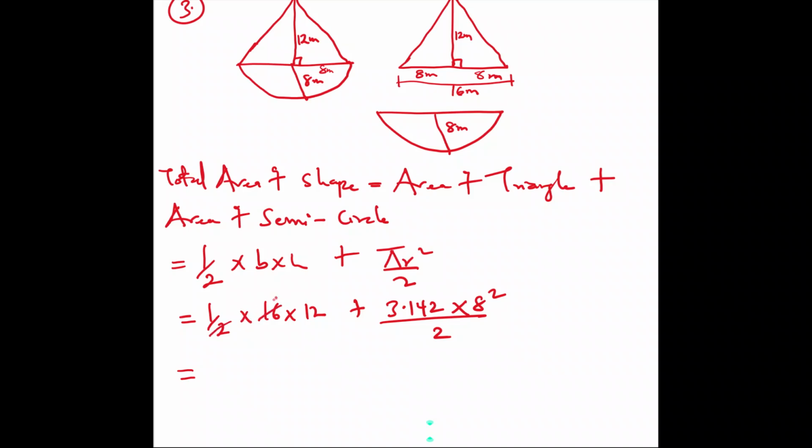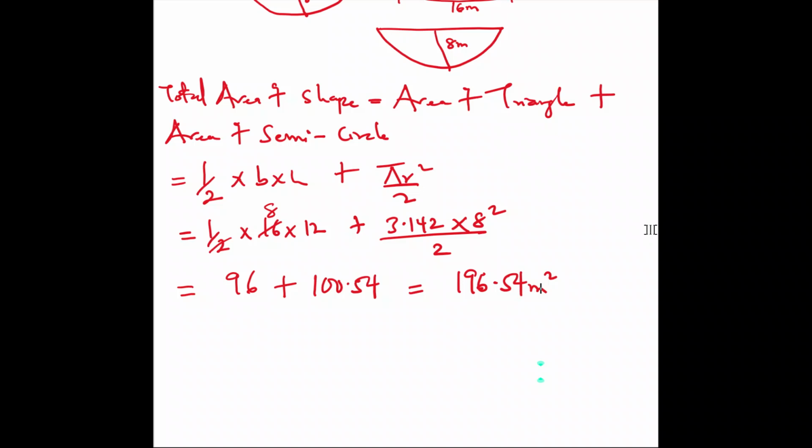Okay. So that will be 16 divided by 2, which is 8. 8 times 12 is 96, plus 3.142 times 8 squared. 8 squared is 64. And when we do that, we should get 100.54. So if we add that together, that should be 196.54 meters squared. So that is what we should get for that question.